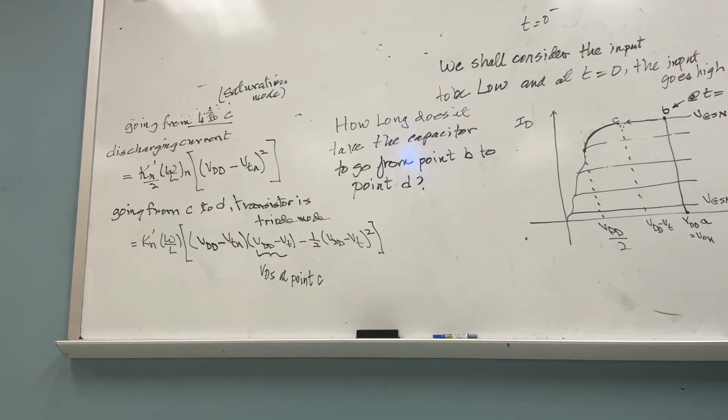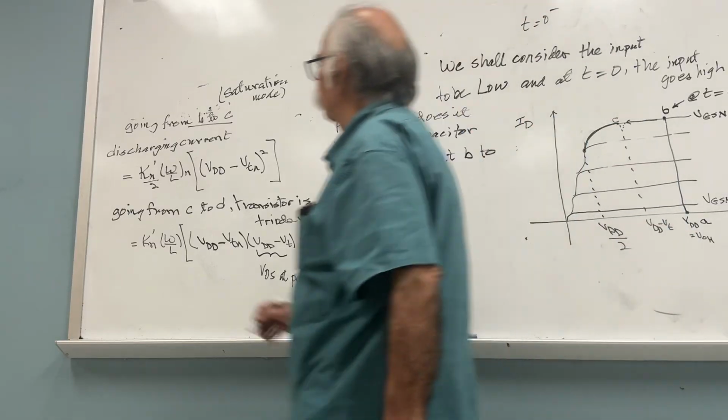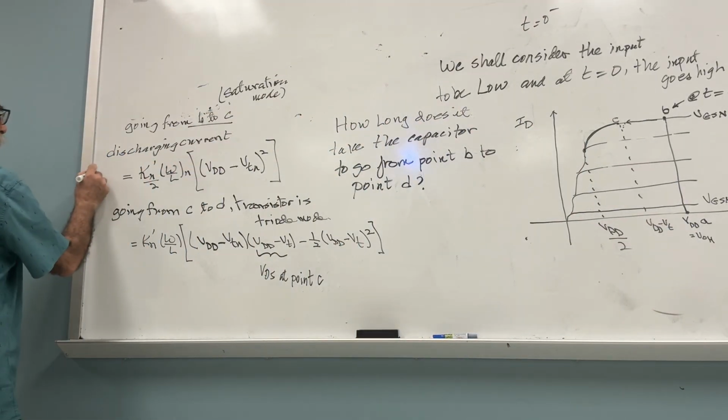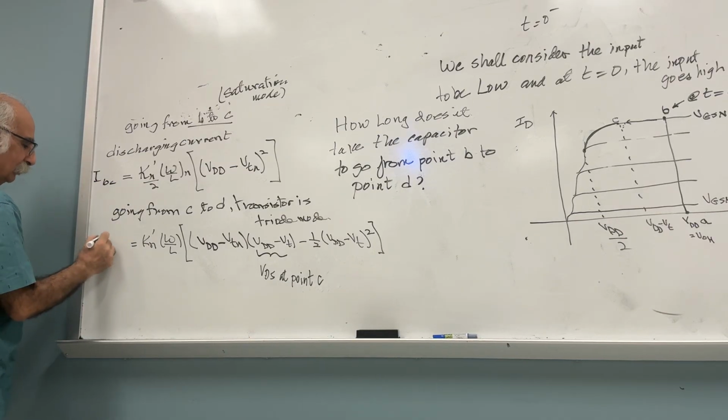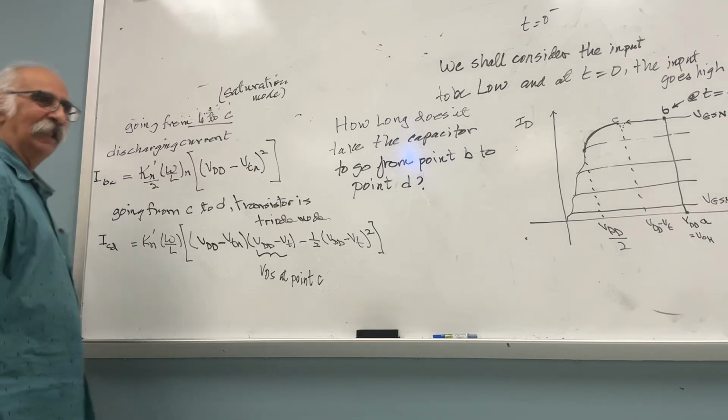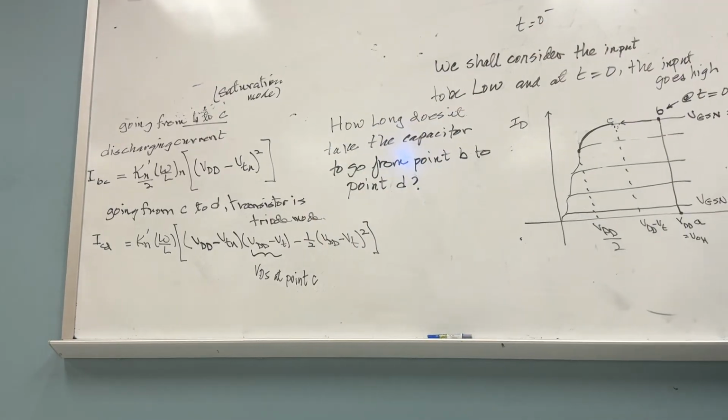Clear? Okay. Now, what is the average current? Let's call this one I1, and what is this? I_DC. And this is I_CD, yes? So, the discharging current.